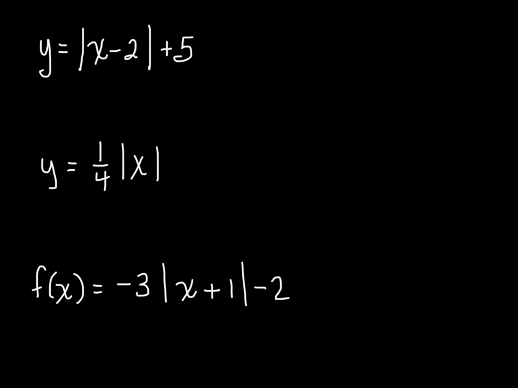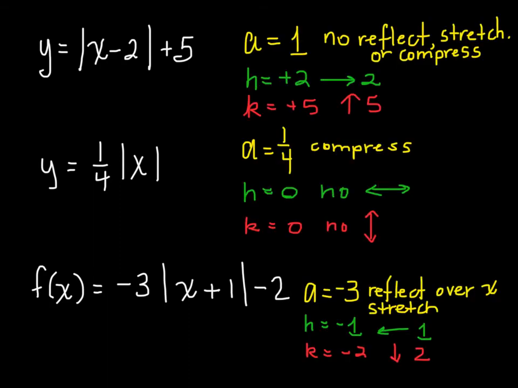So all I'd like to do on this screen is I'd like you to copy down these examples and tell me if there is an A, an H, a K, what it is, and what transformation would happen to my graph. So here would be the answers to what your A, H, and K are. Check yours and make any corrections that you need to make.